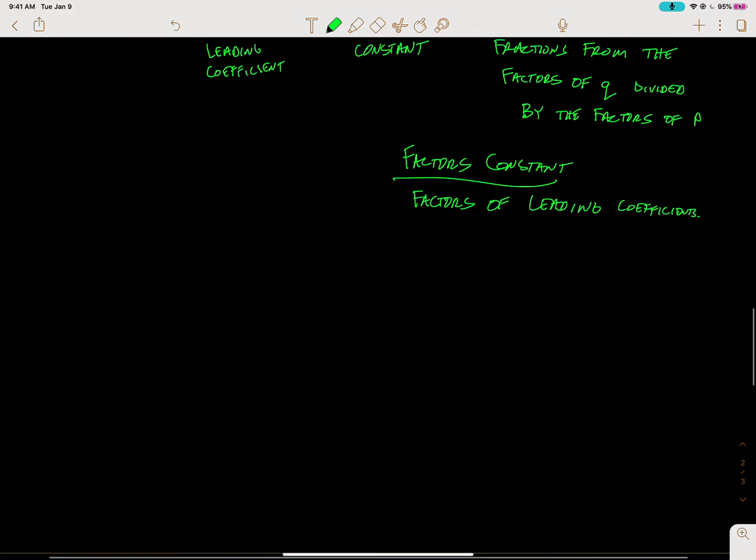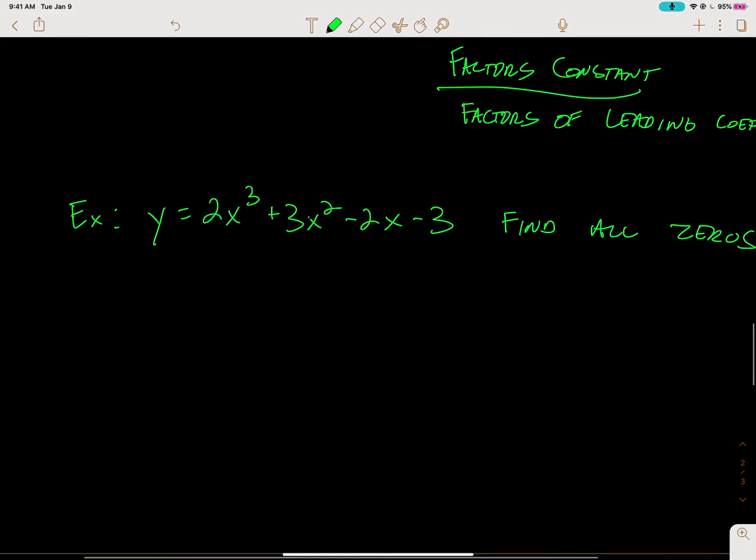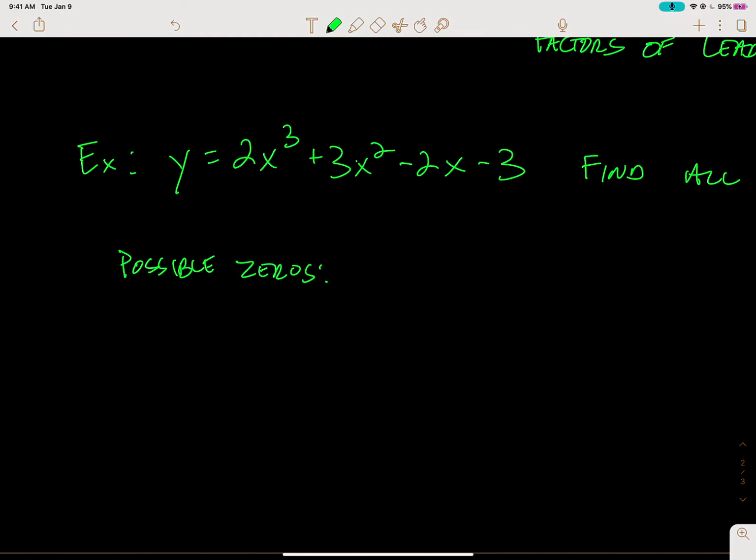Okay, let's do an example. So if we have y equals 2x cubed plus 3x squared minus 2x minus 3, and our goal is to find all the zeros, we have to first start by making our list of possibilities. And we use the theorem for that. That is what the theorem says. It has nothing to do with the checking part. It's just making this list. That's it. End of story.